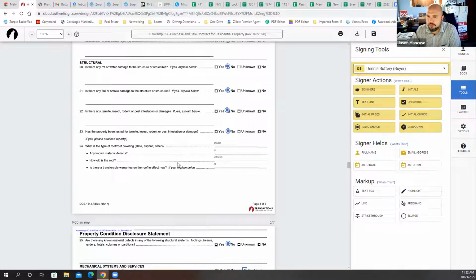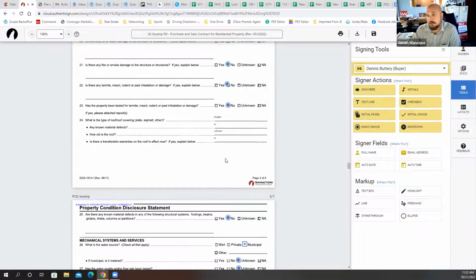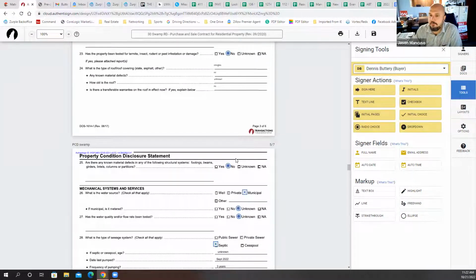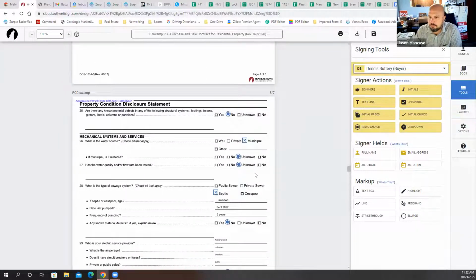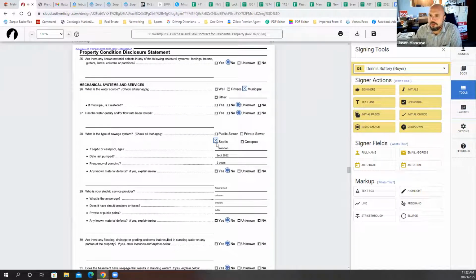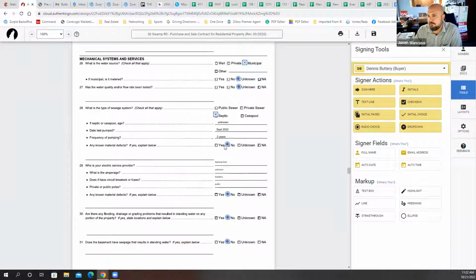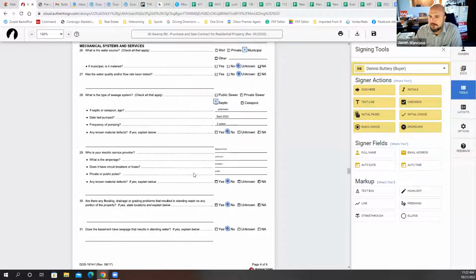No, roof, shingles, how is the roof? Unknown. Okay, that's something to discuss with your clients. Hey, we don't know what the roof age is. Let's make sure we take a hard look at it. Water quality been tested, unknown, no big deal. Septic, it's unknown age. It was last pumped in September. It's pumped every 3 years, not bad.